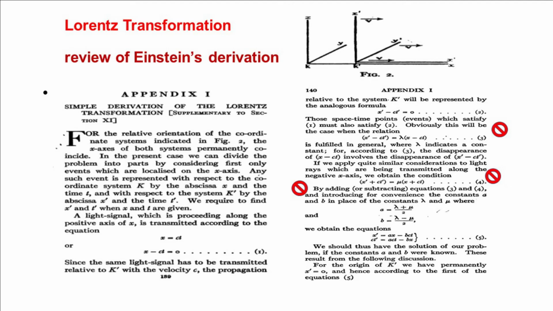A light signal, which is proceeding along the positive axis of x, is transmitted according to the equation x equals c times t, or x minus c times t equals 0. (1) Since the same light signal has to be transmitted relative to K prime with the velocity c, the propagation relative to the system K prime will be represented by the analogous formula x prime minus c times t prime equals 0. (2) Those space-time points, events, which satisfy (1) must also satisfy (2).